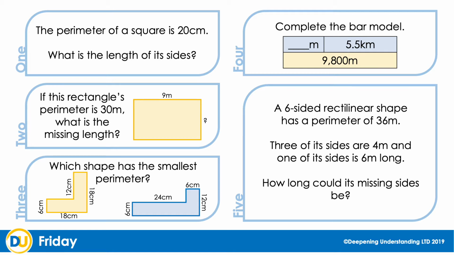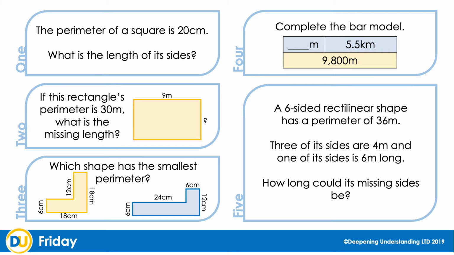Number 3. Which shape has the smallest perimeter? The yellow shape. I got a perimeter of 72 centimetres and the blue shape of 84 centimetres. So the yellow shape has the smallest perimeter.